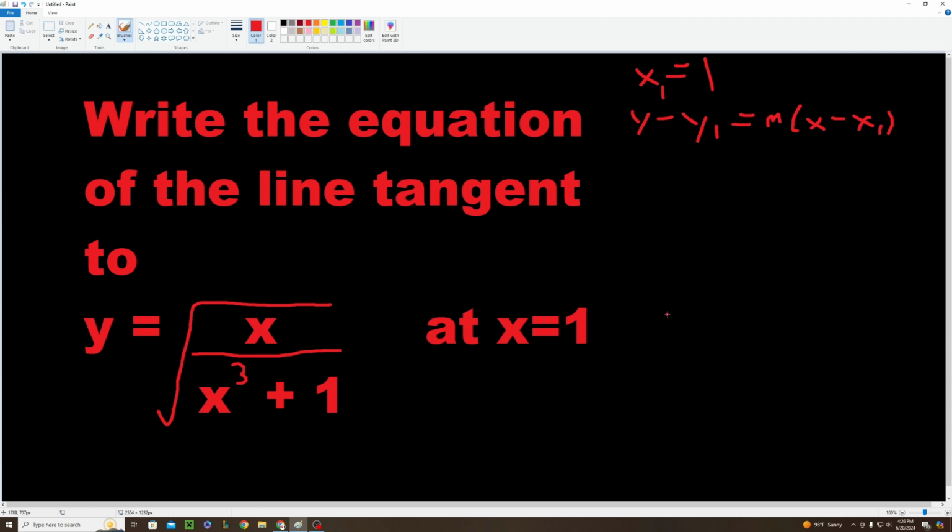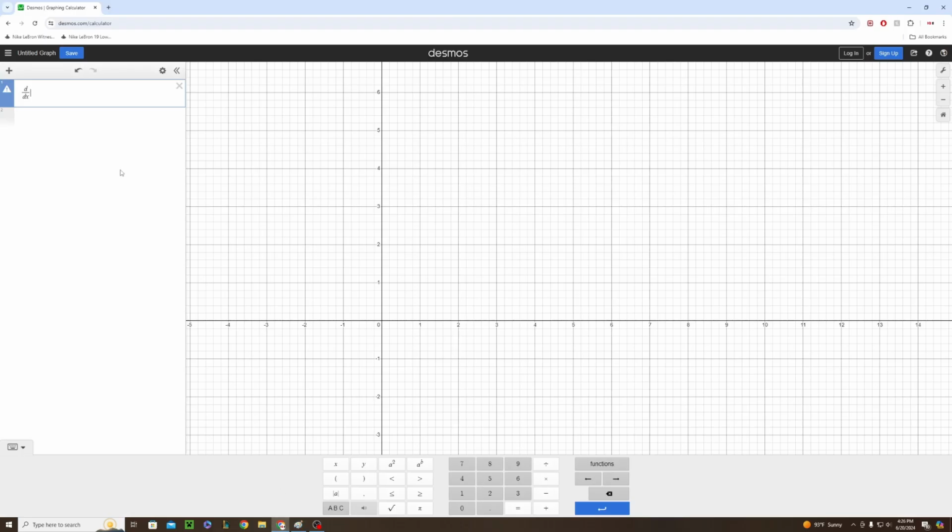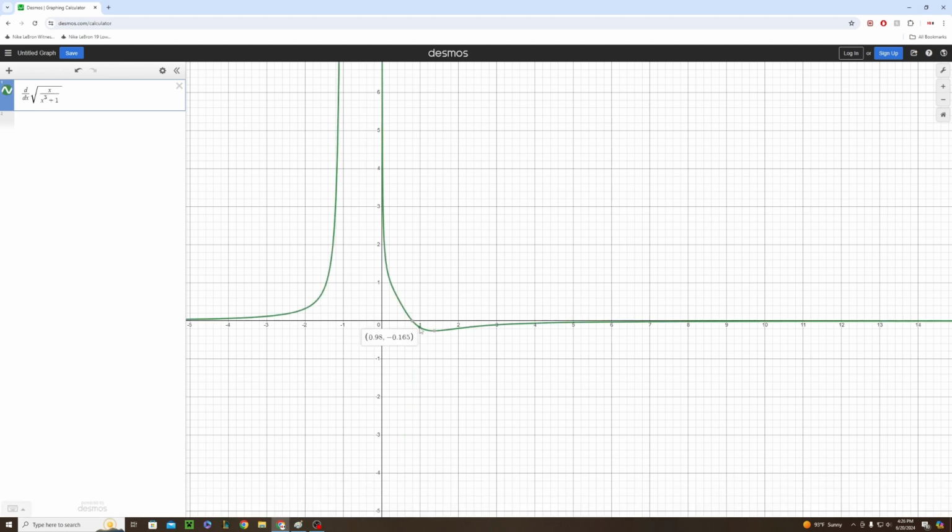If we plug in the x value 1, we get 1 over the square root of 1 plus 1, which is going to end up being 0.707. The next thing we're going to do is find the derivative to find m, with our calculator. So I'm just going to go to Desmos real quick and write the function in. And then we're trying to find it at x equals 1. At x equals 1, it is negative 0.177.